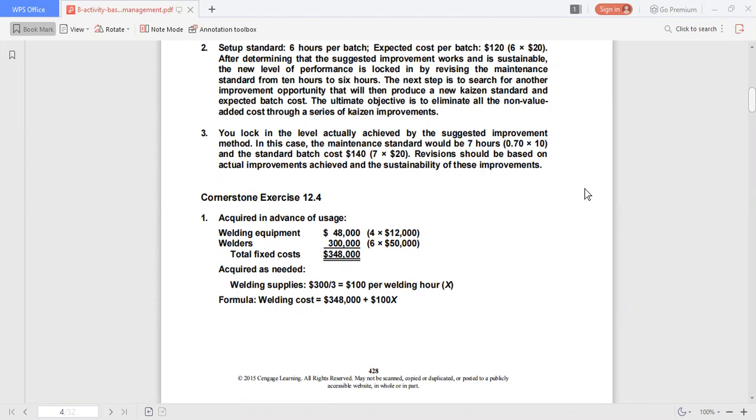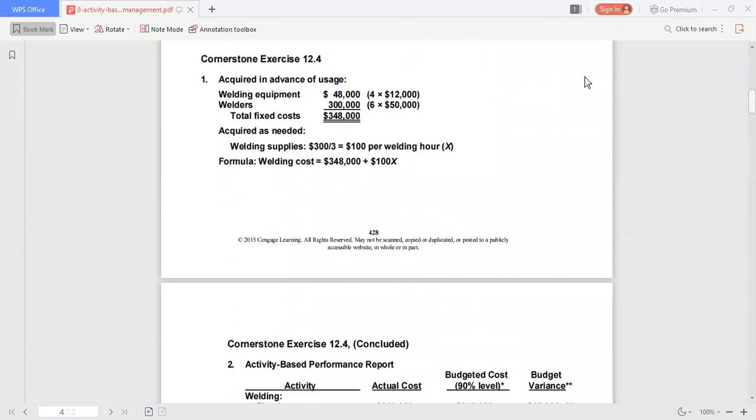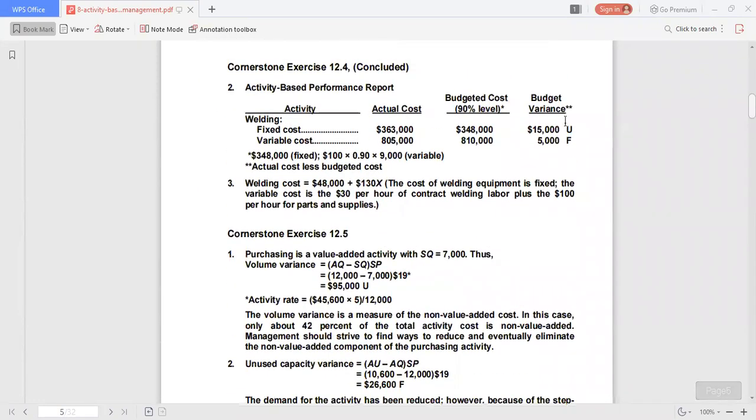Prepare flexible budget formula for the welding activity using welding hours as the cost driver. So acquired in advance in usage, welding equipment, then we have the welders. Total fixed cost, acquired as needed. Welding supplies, that's 100 per welding hour, and the welding cost is 348 plus 100x. Okay, so we have now the flexible budget.